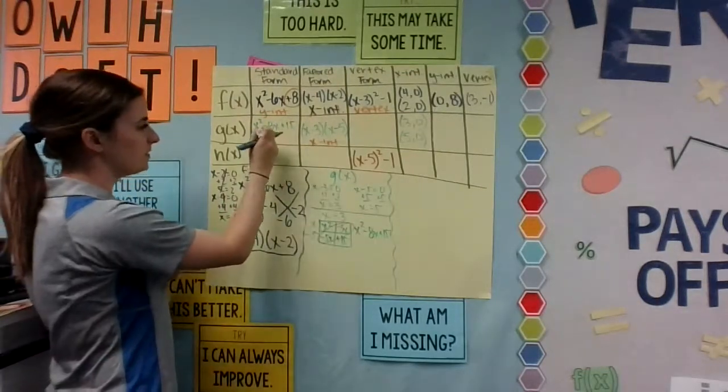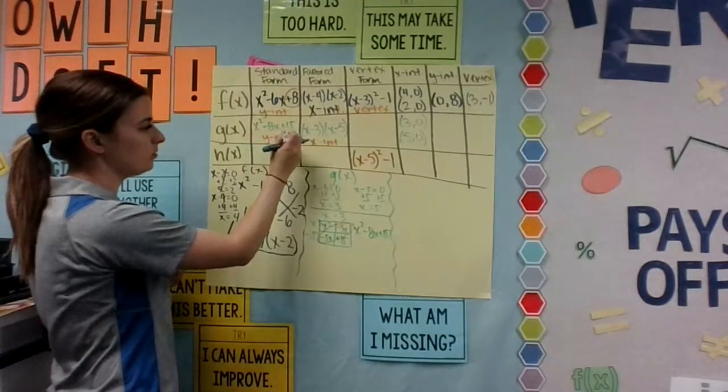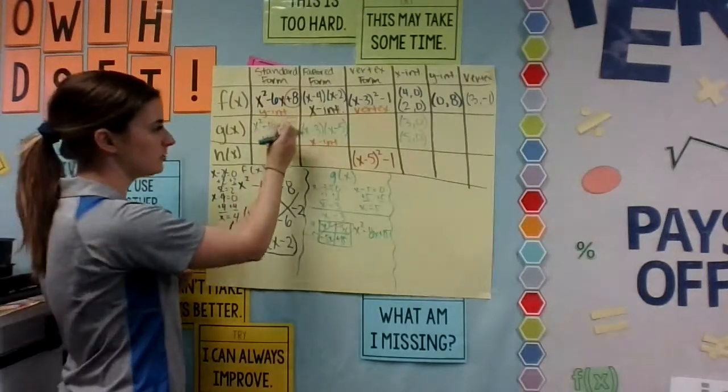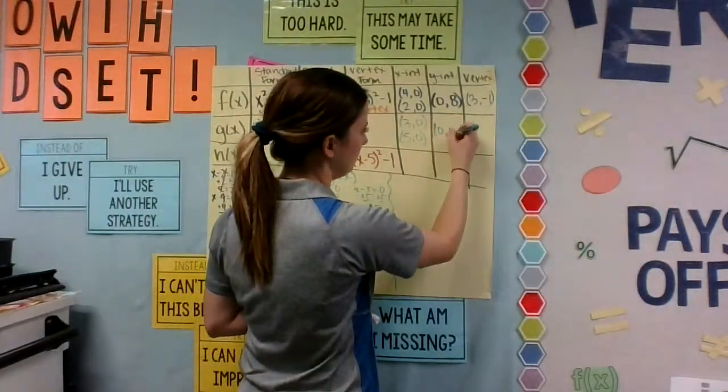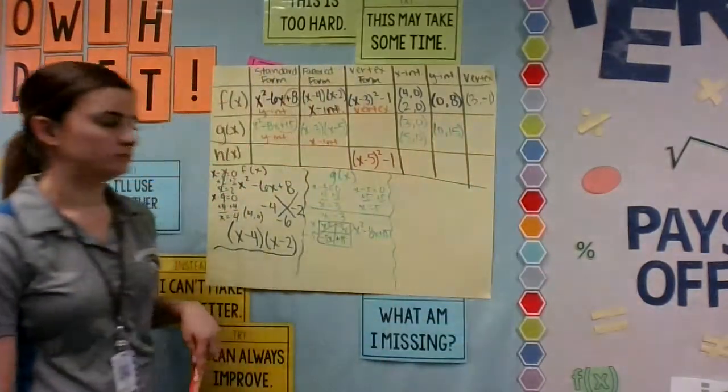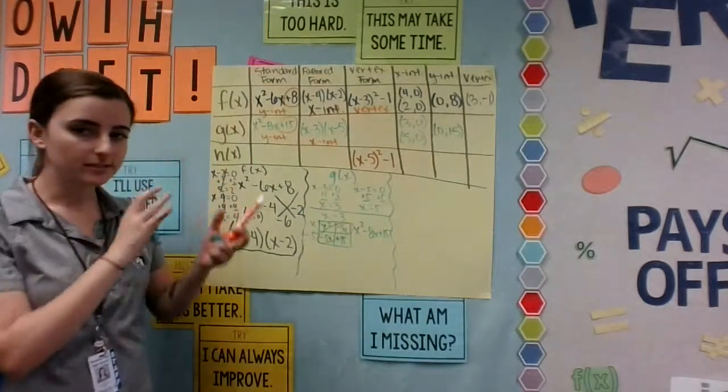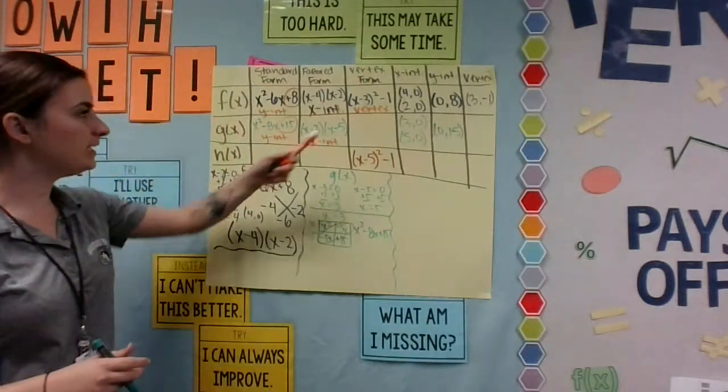And this will give me my y-intercept, right? It is always the c term. So this here is positive 15. So my y-intercept is (0, 15). Okay, so you can fill in pieces as you go, right? Now I need vertex form.